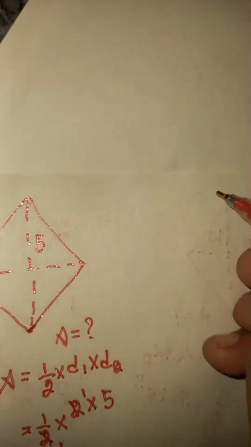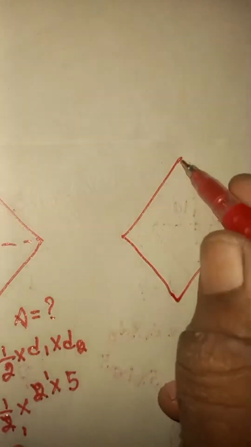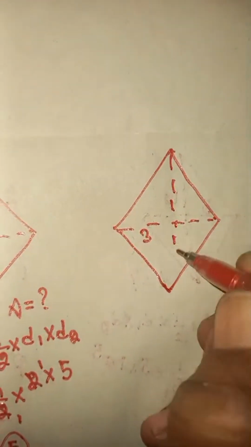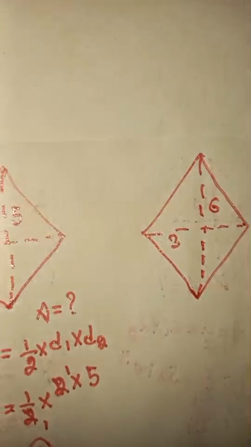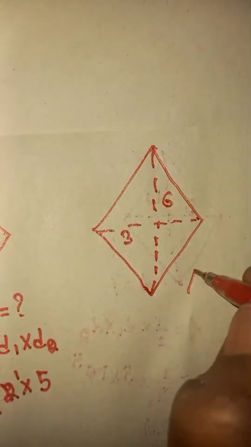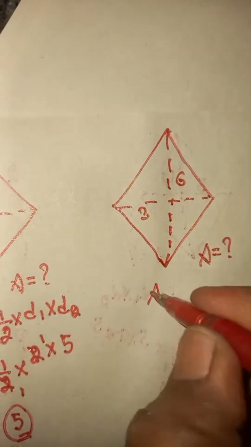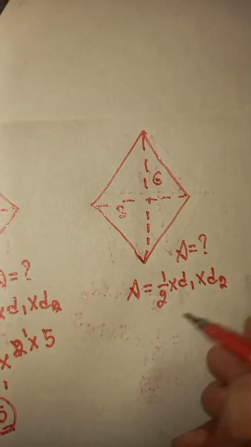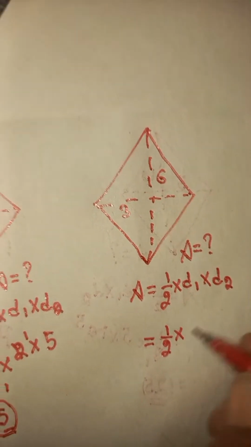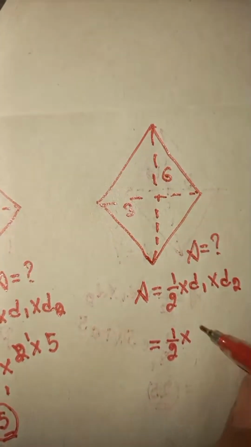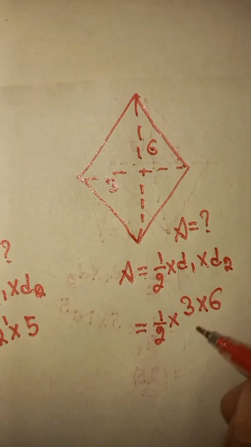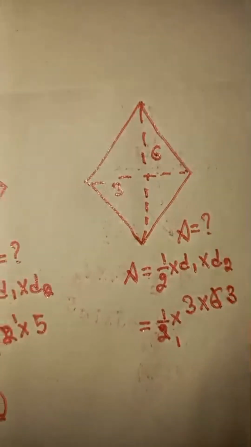Let's take another kite. In this kite they have given one diagonal as 3 units and the other diagonal as 6 units. And now you need to find out what's the area of the kite. Area of the kite here also is half times diagonal 1 times diagonal 2. That gives rise to half times diagonal 1, which is 3 units, times another diagonal, which is 6 units. You can divide 2, 1 times 2, 3 times 6. 9 is the area of this kite.